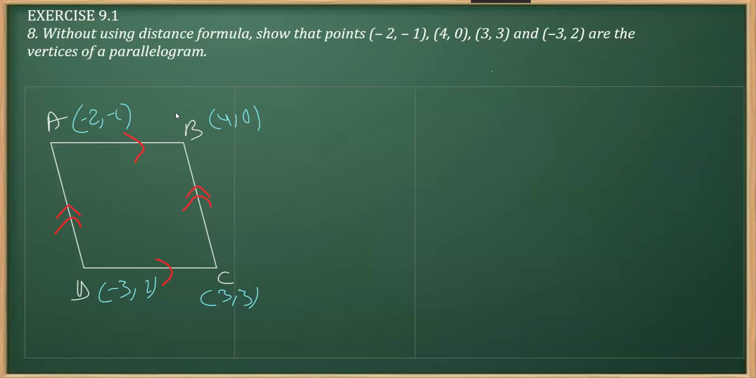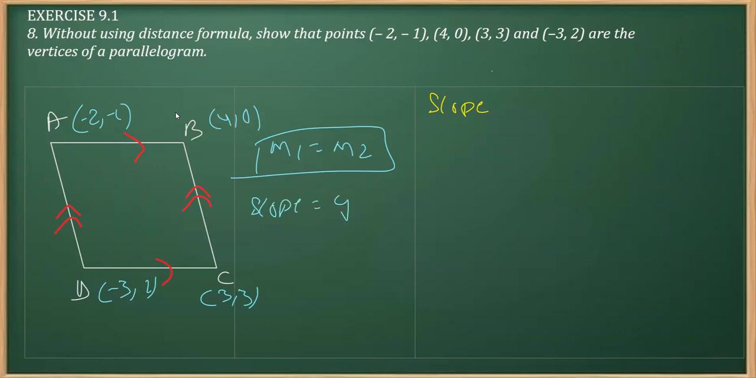What you should know here is that two lines are said to be parallel if their slopes are equal, like m1 equals m2. If the slopes of two lines are equal, we say the lines are parallel. So let's find the slope in each case. You should also know that the slope of a line using 2 points is calculated using the general formula, y2 minus y1 over x2 minus x1.